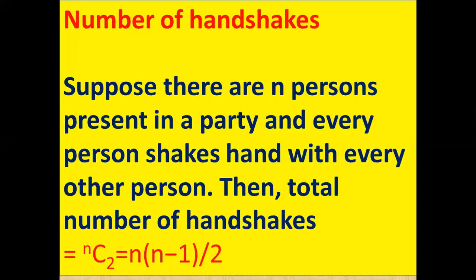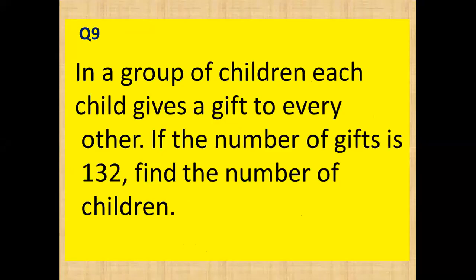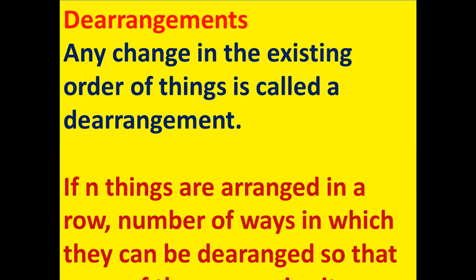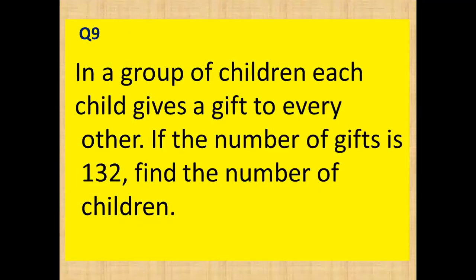See, sometimes if you know the formula, they can ask you the reverse thing, as they have done in question number 9. In question number 9, they are saying the total number of gifts is 132, and you have to find the number of children. So what you can do, you can simply put 132 equal to n into n minus 1. Then by hit and trial method, n into n minus 1 equal to 132.